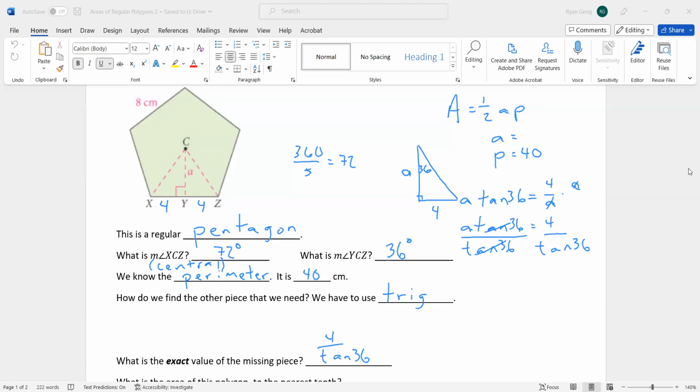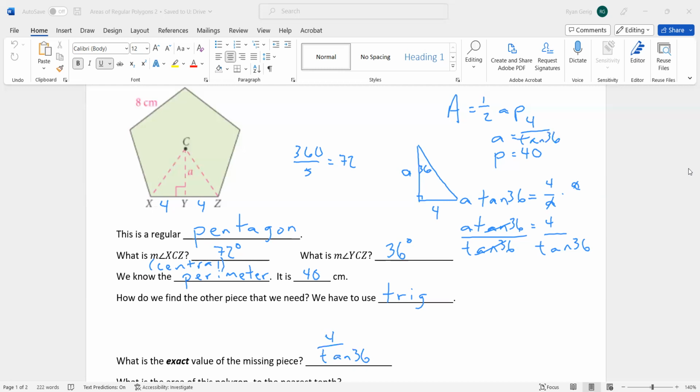Sorry, there's a scratch in my calculator. But I don't want to round it, and I'll show you why here in a second. Okay, let's find the actual answer of this thing. So the apothem here, I want to use 4 over tangent 36.